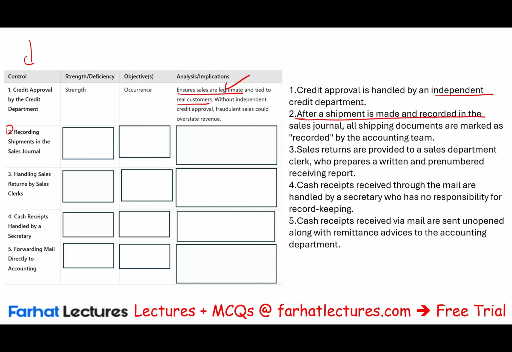After a shipment is made and recorded in the sales journal, all shipment documents are marked recorded by the accounting team. Is that a strength? Yes, it's recorded. Excellent. We want to do that. Now, what's the objective? We are accounting for all the sales. It is completeness. So we have a shipment. Once the shipment is made, it's recorded by the accounting team.